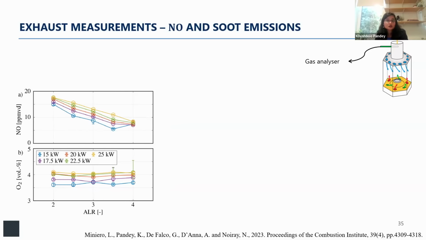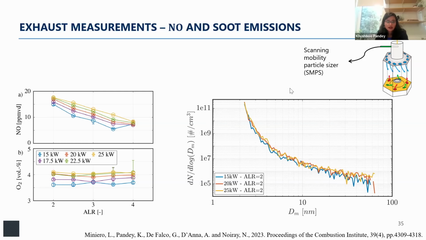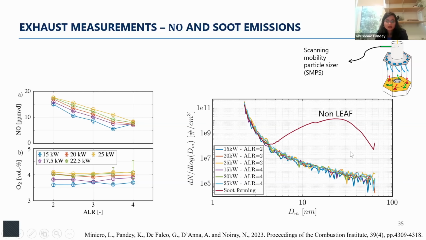We also did some soot measurements, scanning mobility particle sizes, with the support of Adana and Gianluigi from University of Napoli. And we see that the soot is barely there. Anything less than 100 nanometers, these volume fractions are very low. Just for a comparison, if we compare it with a sooting condition, this is what it should look like.